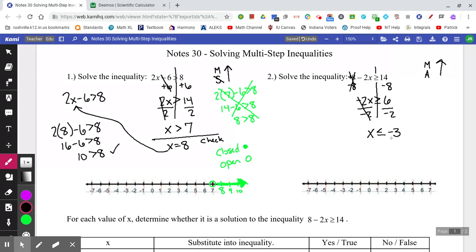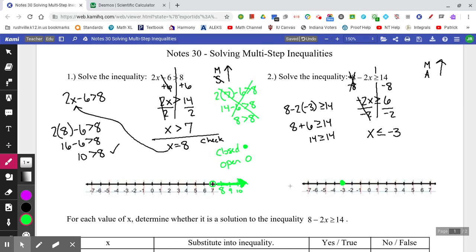All right, so for example, if I take negative 3 and plug that in, I'd have 8 minus 2, and then in parentheses, negative 3 is greater than or equal to 14. This is going to give me 8 plus 6 is greater than or equal to 14, and 8 plus 6 is 14. 14 is greater than or equal to 14, which is a true statement. So because negative 3 is a solution, on my number line, where I see negative 3, I'm going to darken it. I'm going to include it. I'm going to use a closed circle because negative 3 is my boundary point, and it's included, which means I'm going to use a closed circle for this solution.